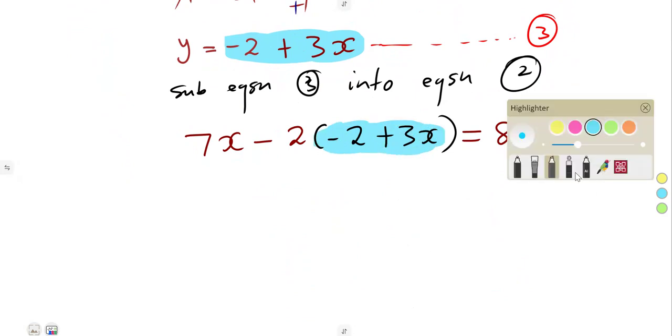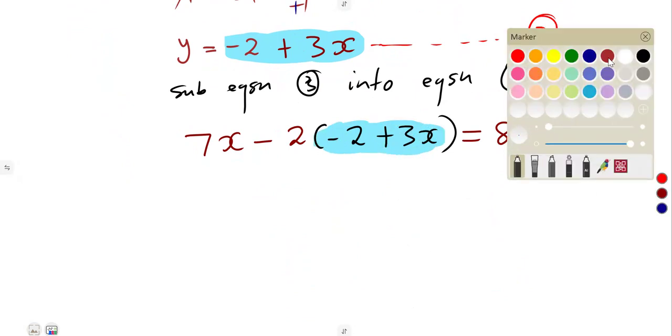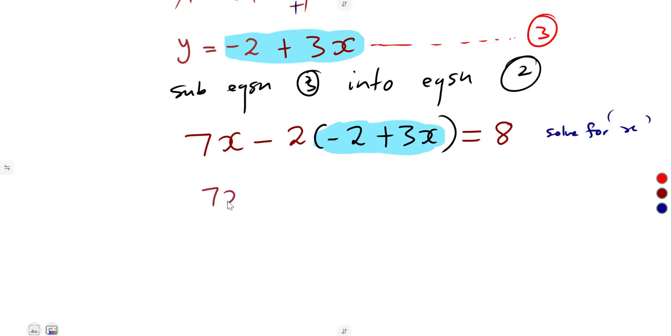Let's distribute by negative 2 and solve. All right, so this is 7x minus 2 times minus, that's a positive 4. Minus 2 multiplies this, positive, that's a negative 6x. Negative 2 times 3, that's negative 6. Then we put the x, and that's equal to what? That's equal to 8.